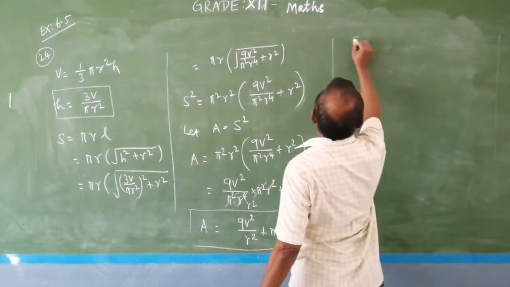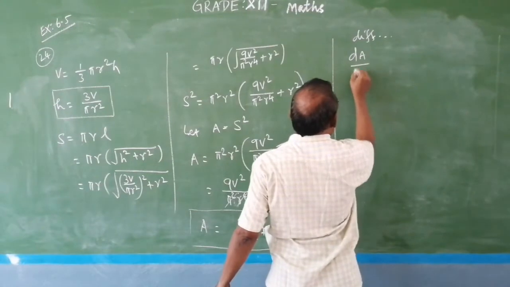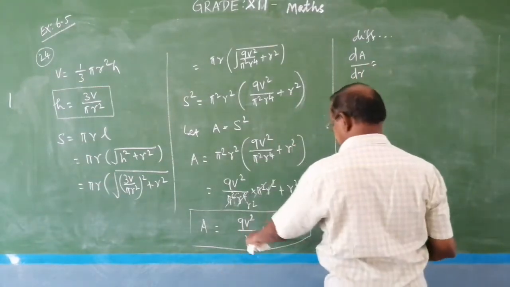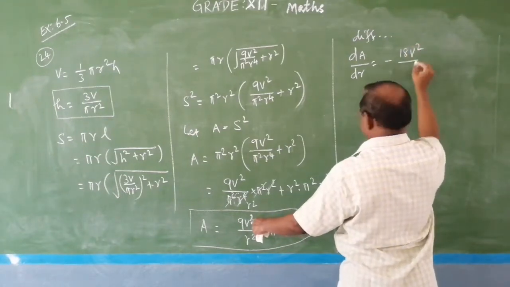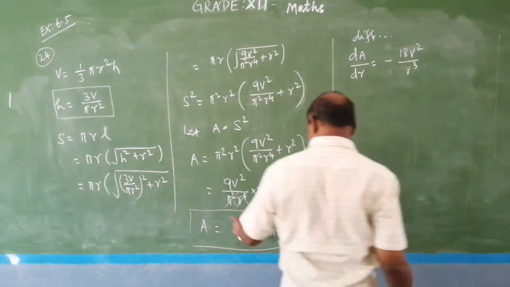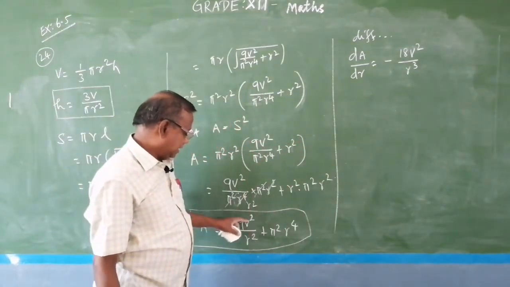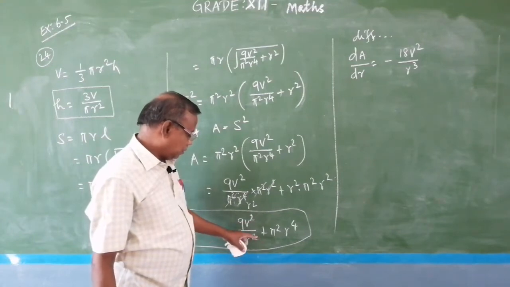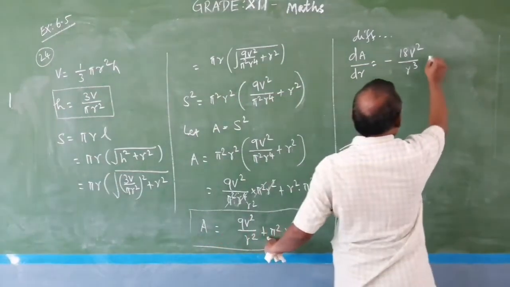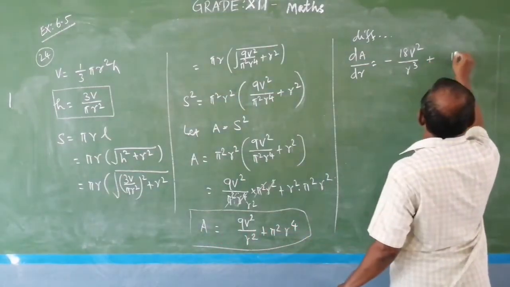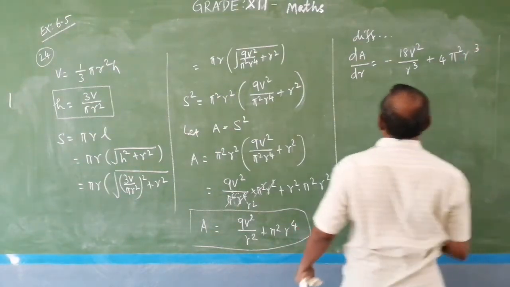Now differentiating, we have dA by dr, which is equal to minus 18V square divided by r cube. Differentiating this term, the minus comes with the power multiplied into the numerator, that is 18 into V square, and the power is increased by one, that is r square becomes r cube. And this is plus pi square, which is constant, r power 4 gives 4r cube.